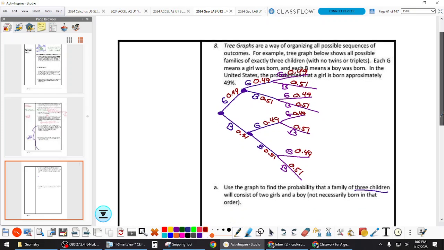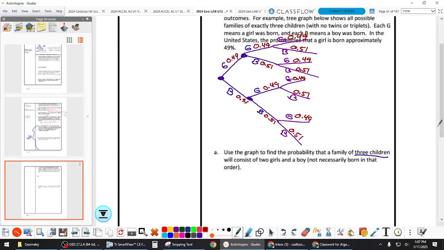Part A says we're having 3 kids. So what's the probability that a family of 3 will consist of 2 girls and a boy? Not necessarily born in that order. We just want 2 girls in the family and 1 boy. How will you use this tree diagram to do that? Go down the girl path, like go up and down again.